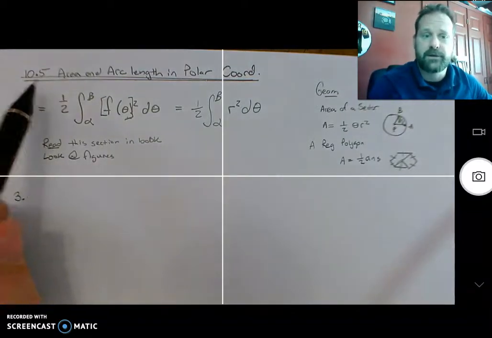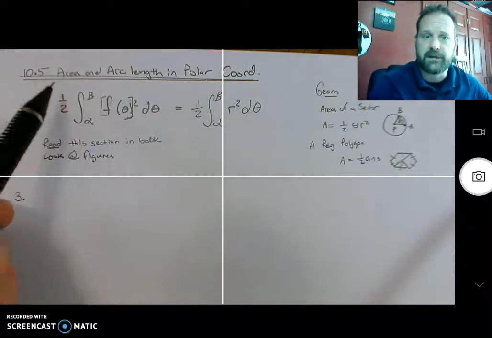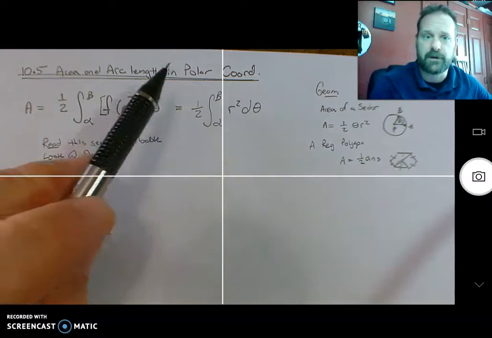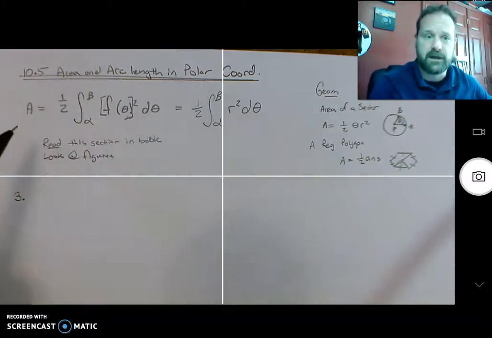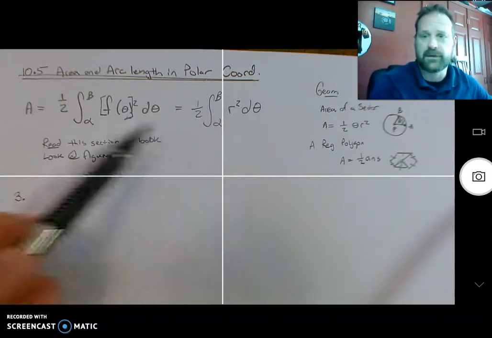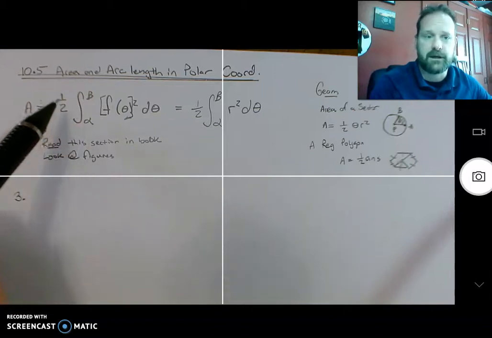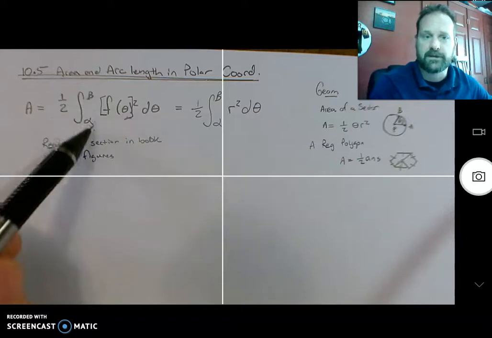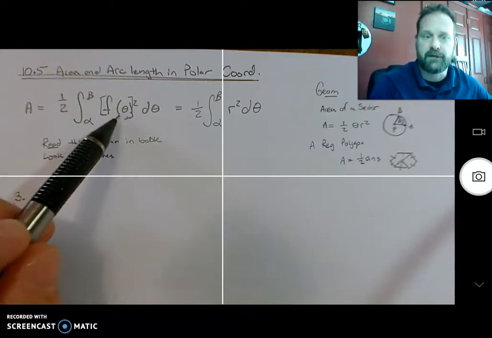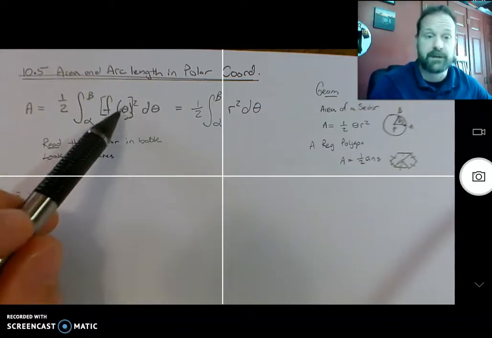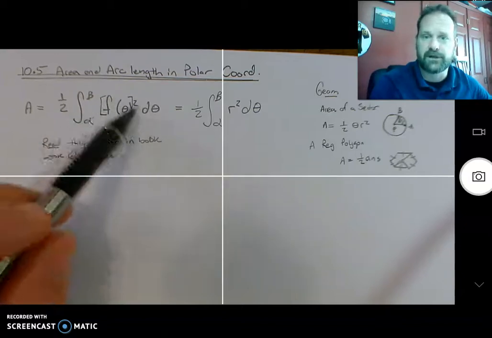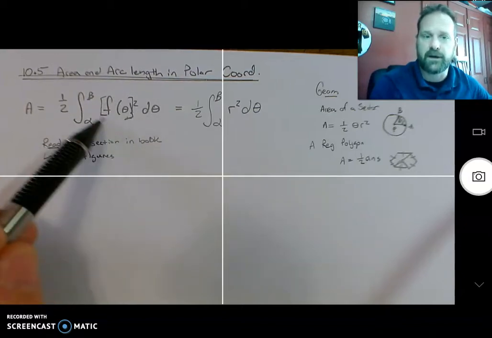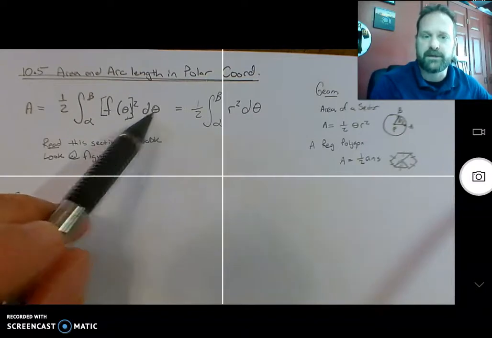So we're going to deal with the area and arc length, actually just area, and I'll do another video for arc length in polar coordinates. This is the formula. Again, look at your book. It does a good job. One half the integral between alpha and beta, these are angles, of f of theta squared, so the function given theta squared multiplied by d theta.